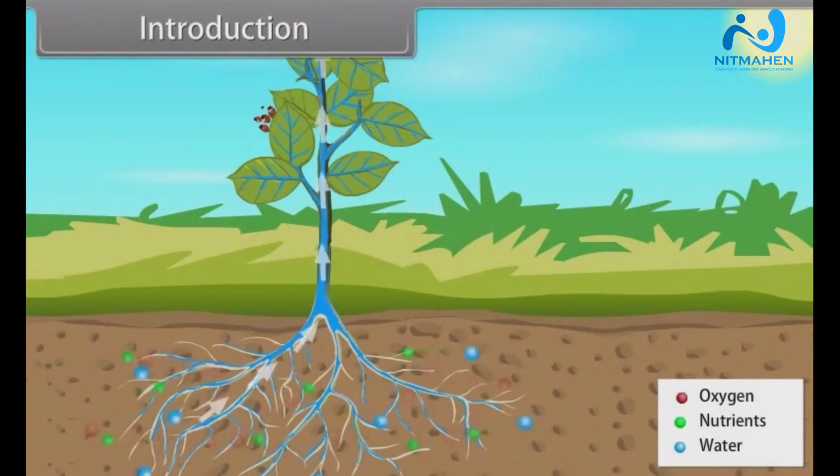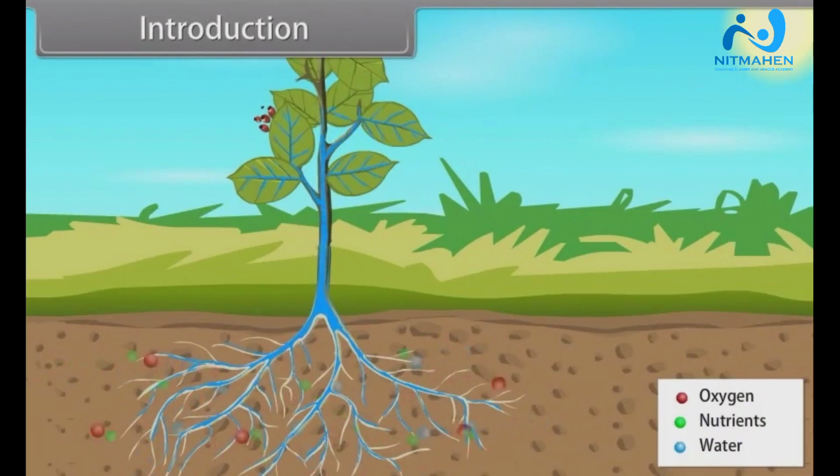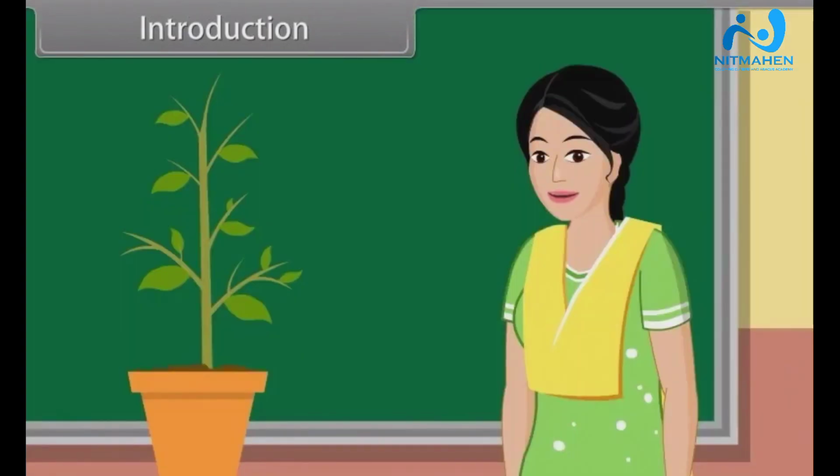One more thing I would like to tell you that there are 5 plant growth regulators. They are Auxins, Gibberellins, Cytokinins, Ethylene and Abscisic Acid. Okay, now it's time to learn about plant growth and development.